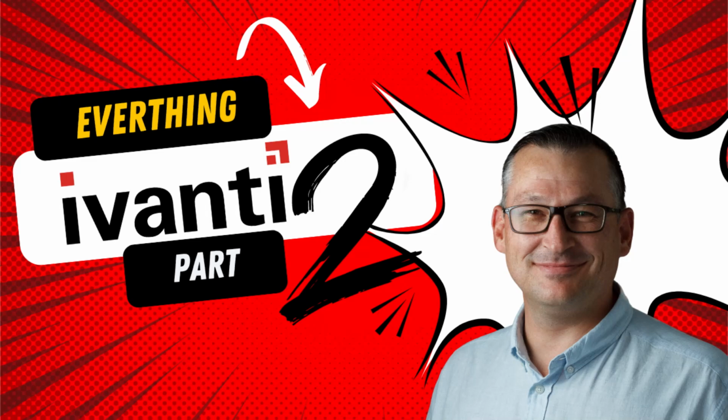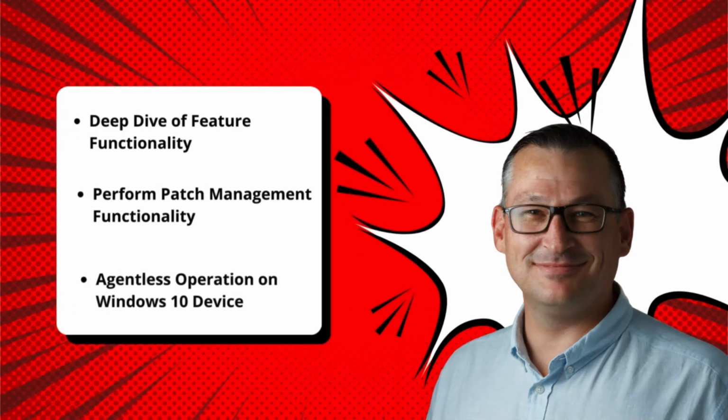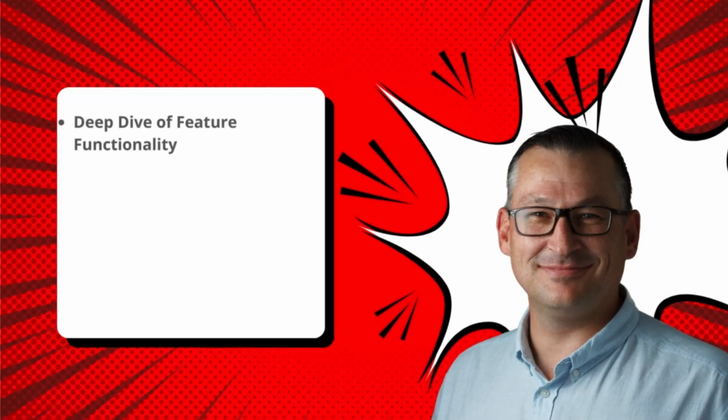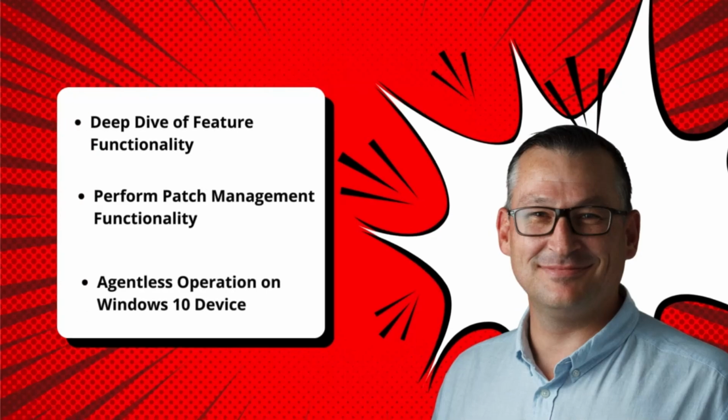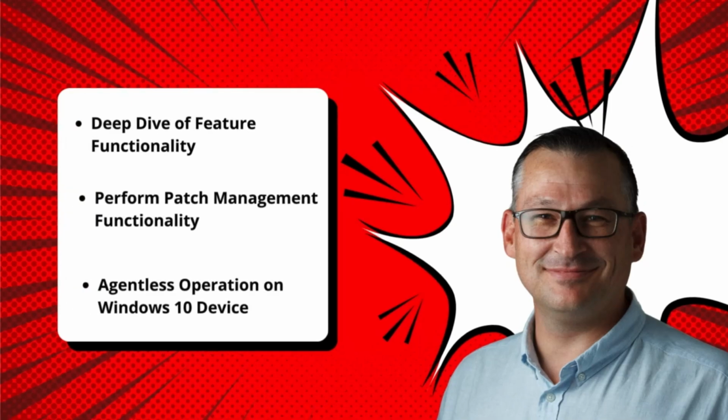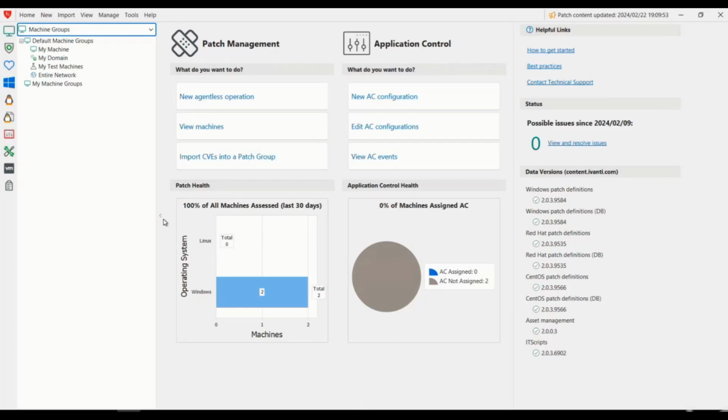In the previous episode, we did a high-level walkthrough of the console and went through some of the menus and just briefly orientated the user around the console. In this episode, we're going to dive deeper into the feature functionality, and we're going to be performing the patch management functionality, and we're going to be running an agentless operation on a Windows 10 device. So let's dive straight into it.